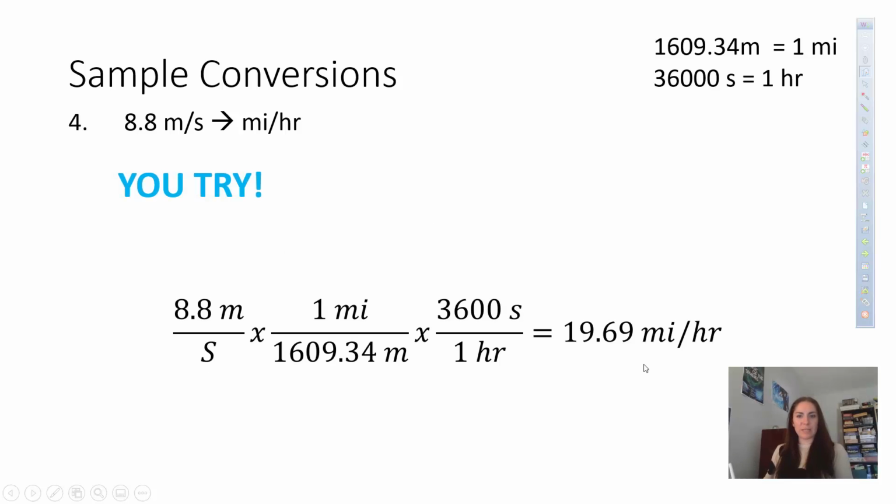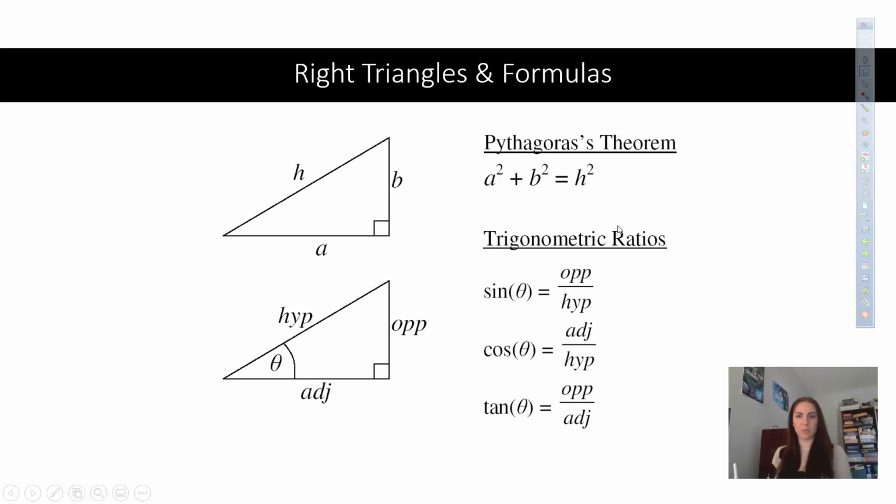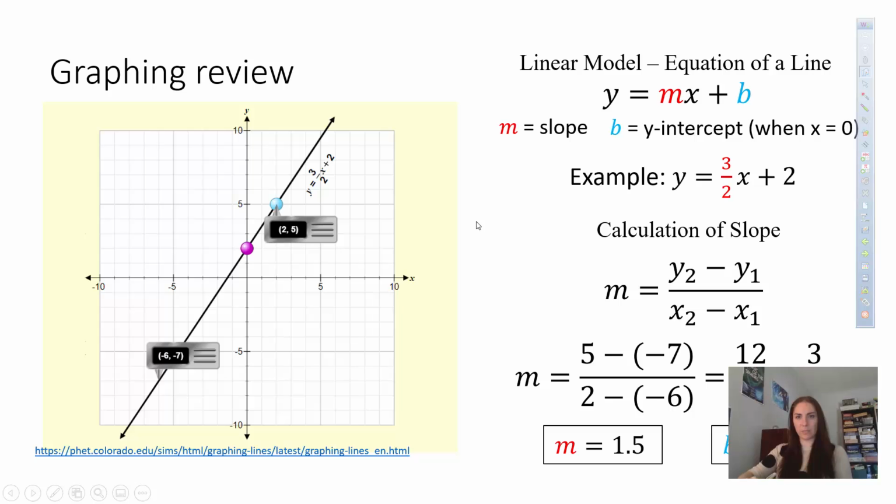Going from meters per second to miles per hour. There you go. Usually it's about half. It's not exactly a half. It's 2.4, but 8.8 meters per second is about 19 miles per hour. So notice that conversion right there. Okay. That was a you try. Oops, too many. Here we go.